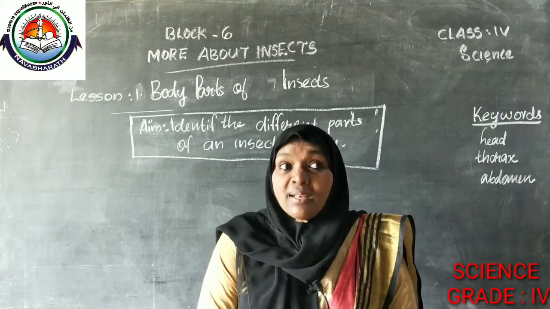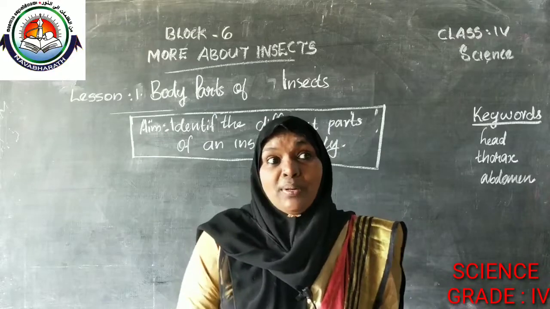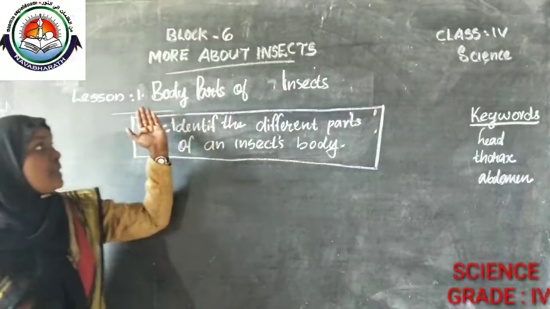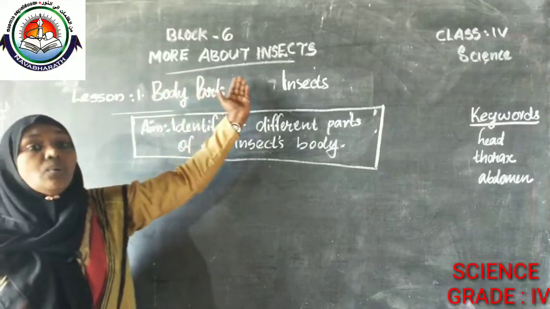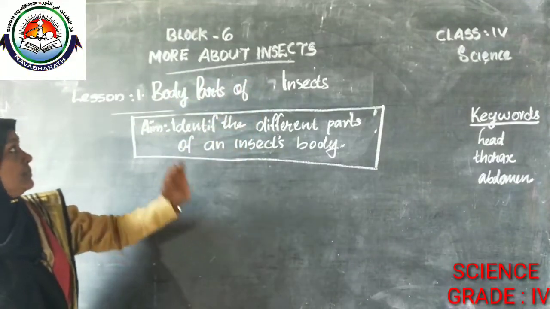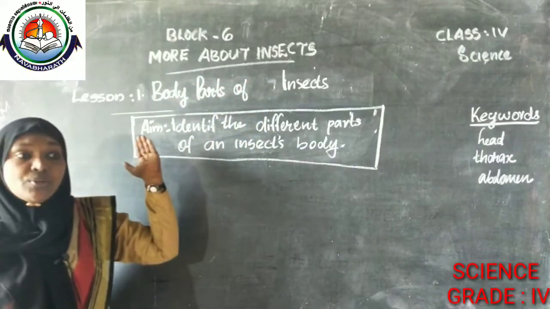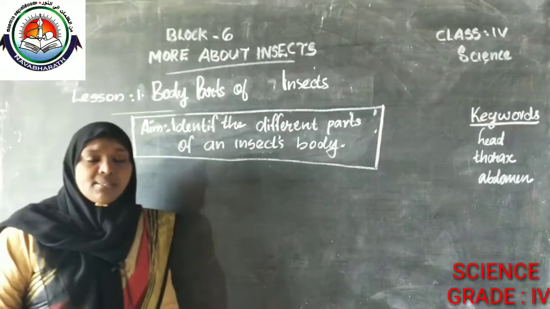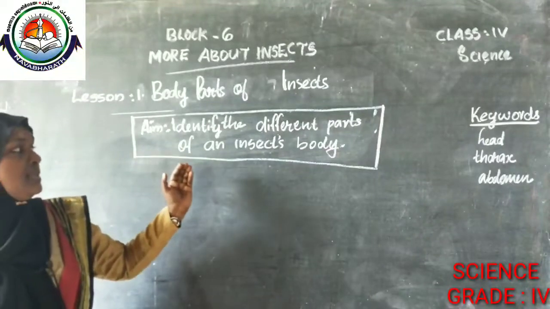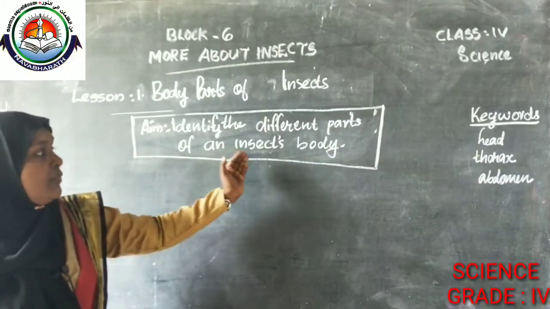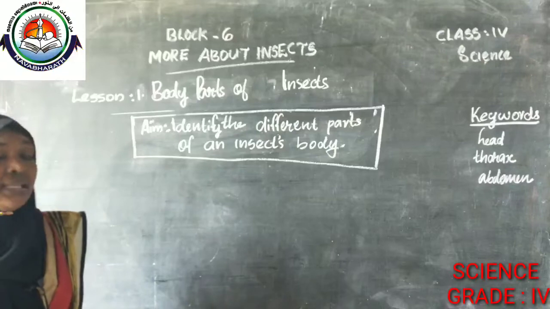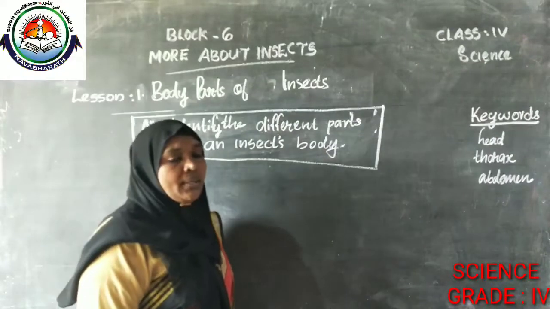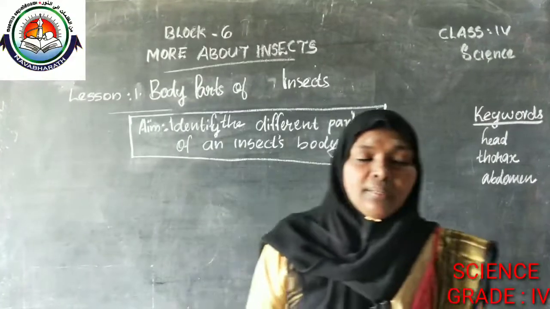Okay, today's lesson is a new block, that is block 6, more about insects. Today we are going to learn lesson 1, that is body parts of an insect. The aim of the lesson is to identify the different parts of an insect's body. Okay, let us start. You ready?